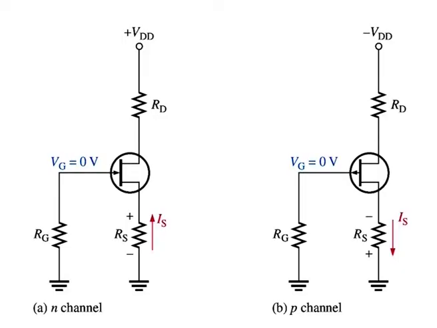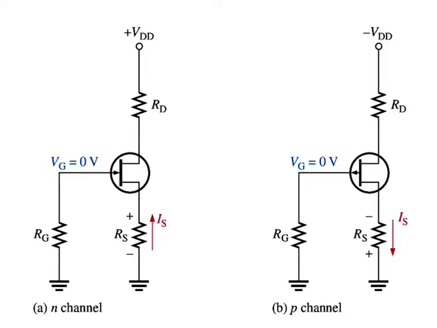Self bias. Self bias is the most common type of JFET bias. Recall that a JFET must be operated such that the gate source junction is always reverse biased. This condition requires a negative VGS for an N channel JFET and a positive VGS for a P channel JFET. This can be achieved using the self bias arrangement shown in the figure here.